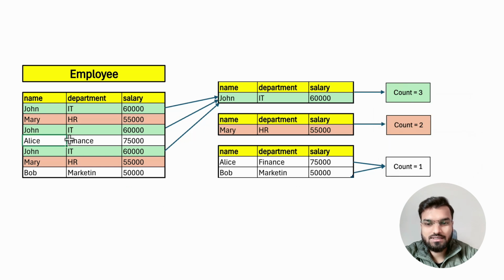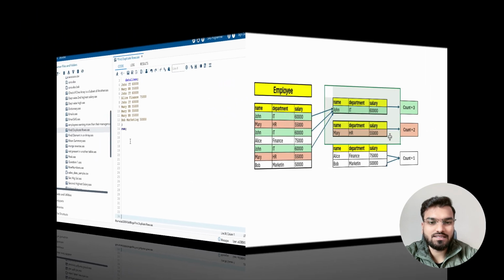And for the other rows, Alice finance 75,000 and Bob marketing 50,000, these other records are coming only a single time. That is why their count is 1. Now, to get our final result, we need all the records where count is greater than 1, correct? In this particular table, count greater than 1 is for 2 records, this one and this one. And these 2 rows we need in our final result.